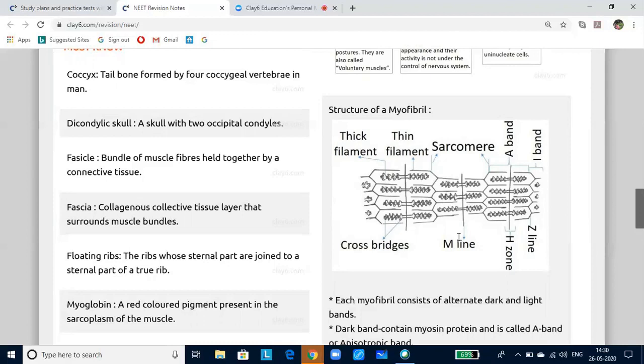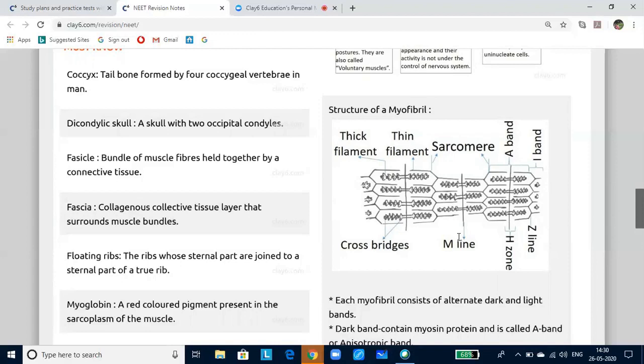The light bands contain actin and are called I band or isotropic band, whereas the dark band called A band or anisotropic band contains myosin. Actin filaments are thinner as compared to myosin filaments, hence they are also called thin and thick filaments respectively. The thin filaments are firmly attached to the Z line in the center. The A and the I bands are arranged alternately throughout the length of the myofibrils.